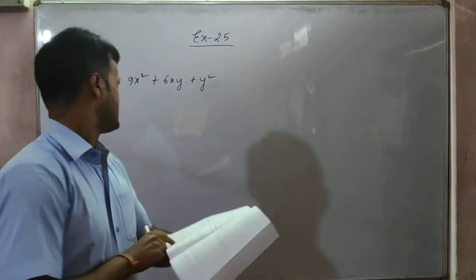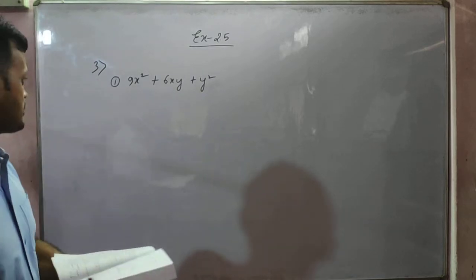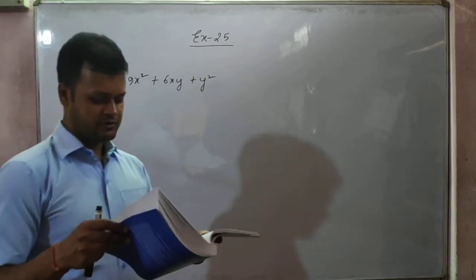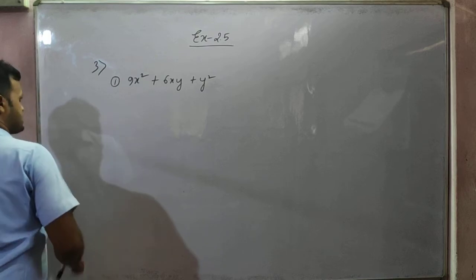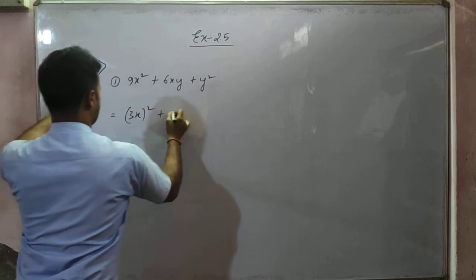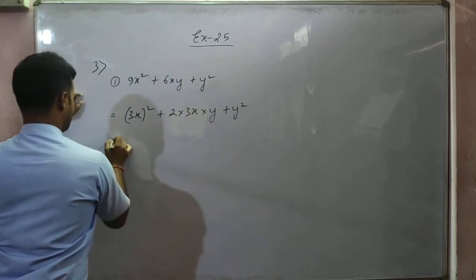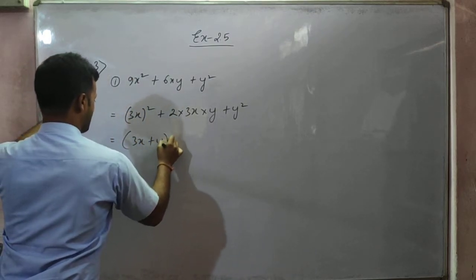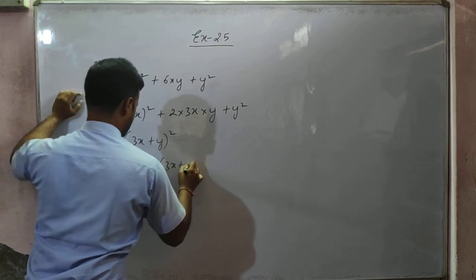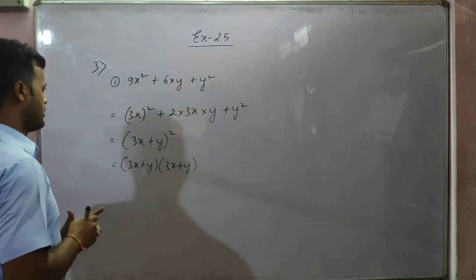The question is like this. 9x square plus 6xy plus y square. Okay, so we have to factorize. Factorize the following using appropriate identities. We have to factorize this. So for factorizing, very easy. This is 3x whole square plus 2 into 3x into y plus y square is equal to 3x plus y whole square. So 3x plus y into 3x plus y. Okay, students.